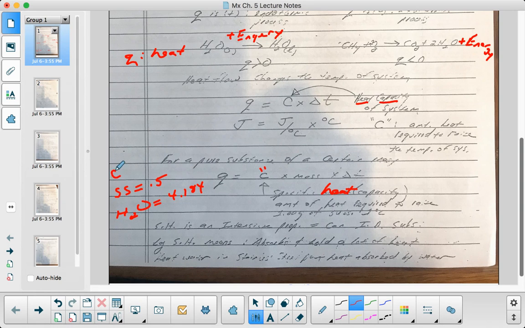Something like copper, I'm going to guess here, it's right around 0.3. So 0.3 would be an even lower value of specific heat. It's a material that would heat up very quickly. Okay, I'm going to go on.